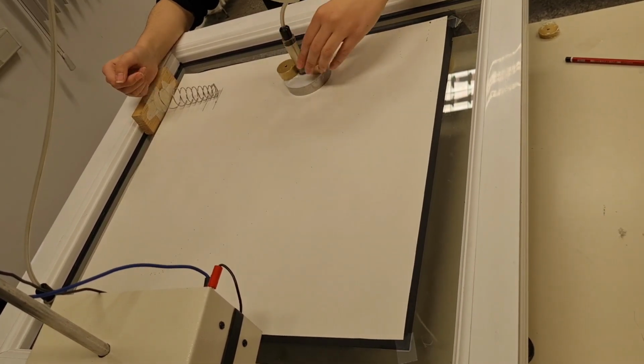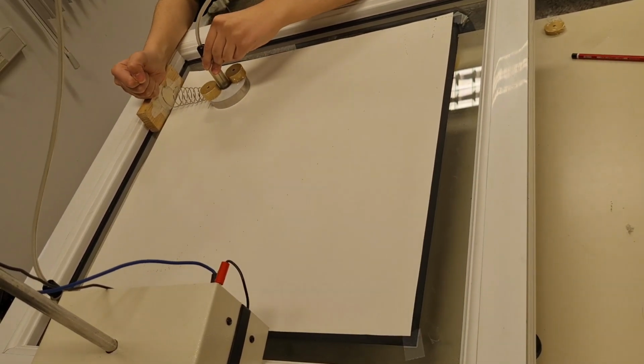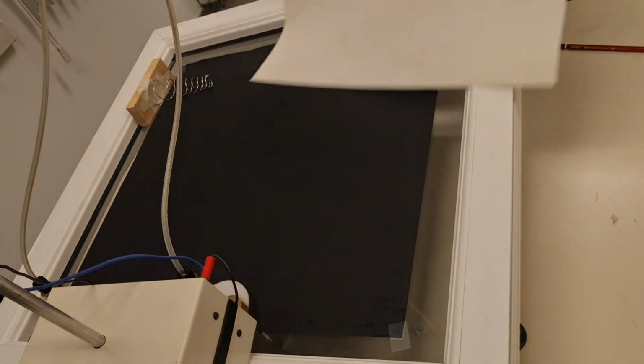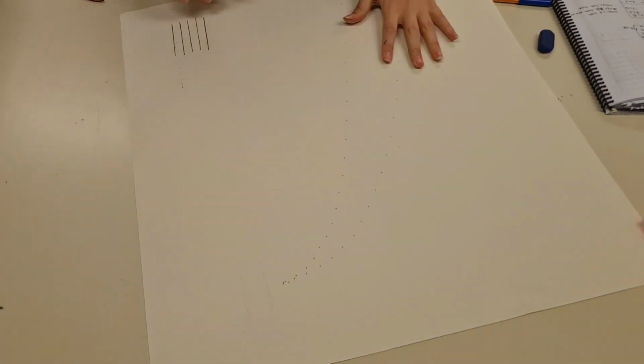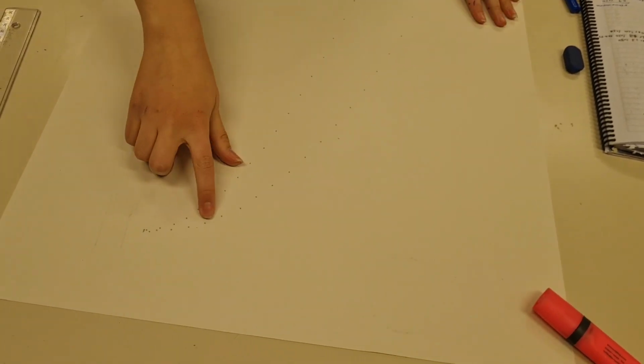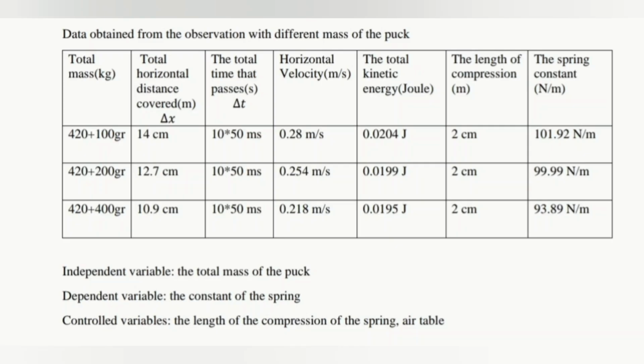Here is the 200 gram trial, compressing the spring 2 centimeters, and the spring is compressed 2 centimeters for each trial. The spring constant is calculated with the same procedure as the first part of the experiment, using the same equation. The increase in the distance between the points indicates an increase in the velocity, and the obtained data are here.